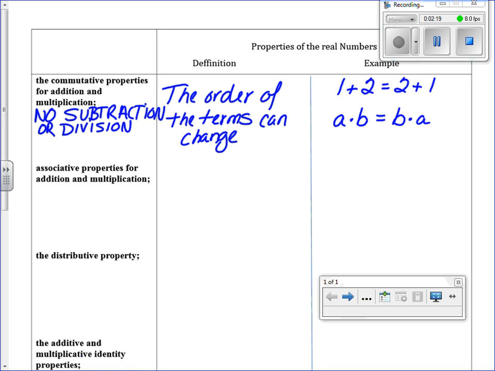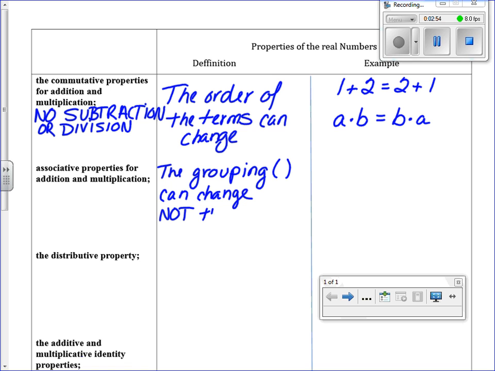Associative property for addition and multiplication. That's our next property that we have here. And what that means is that the grouping changes. The order doesn't change, but the grouping changes. And what I mean by grouping, and I'm just going to put it in here, is a little parenthesis symbol. The grouping can change, not the order of the numbers. Not the numbers, okay?